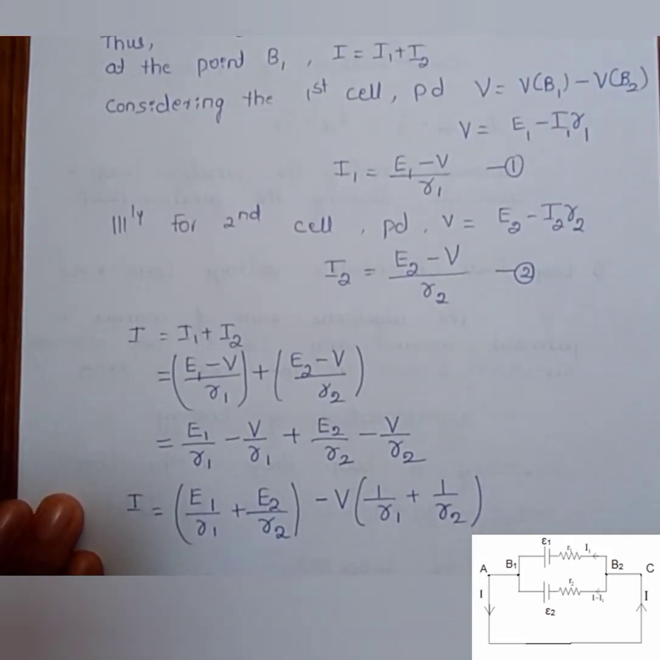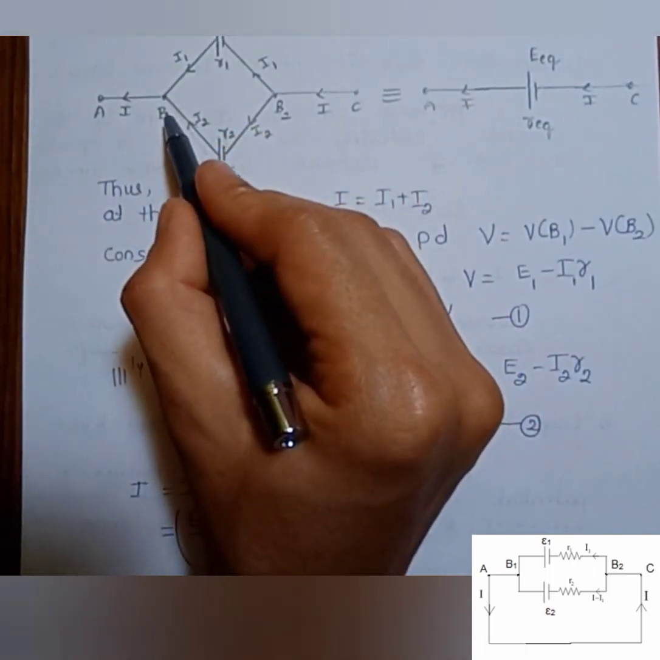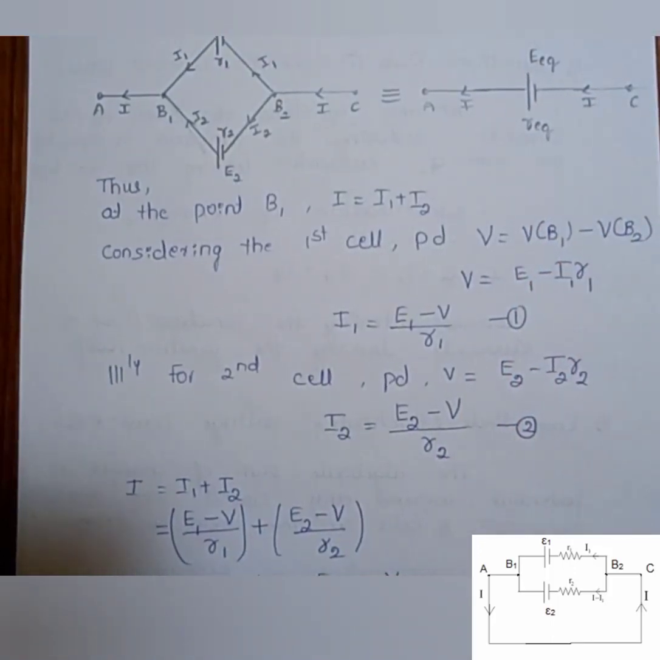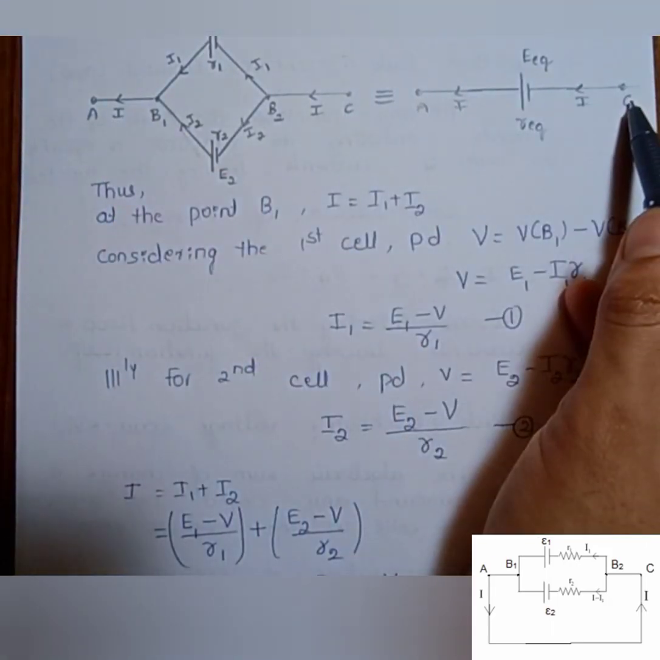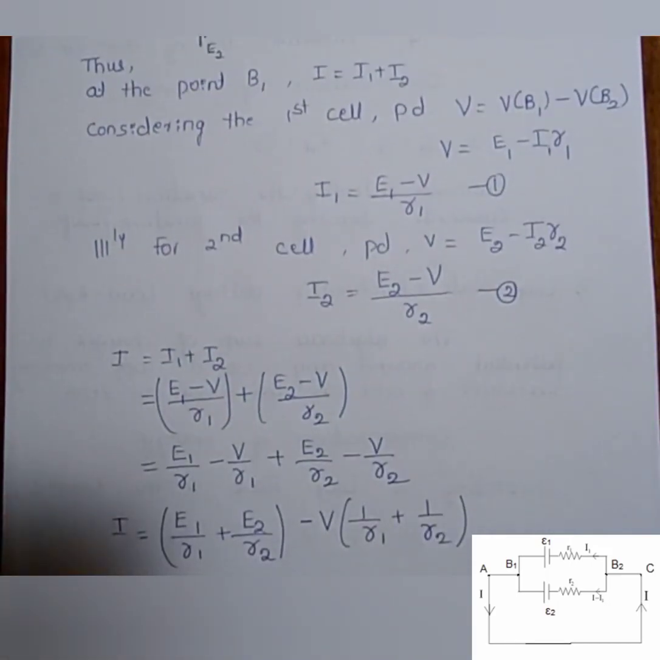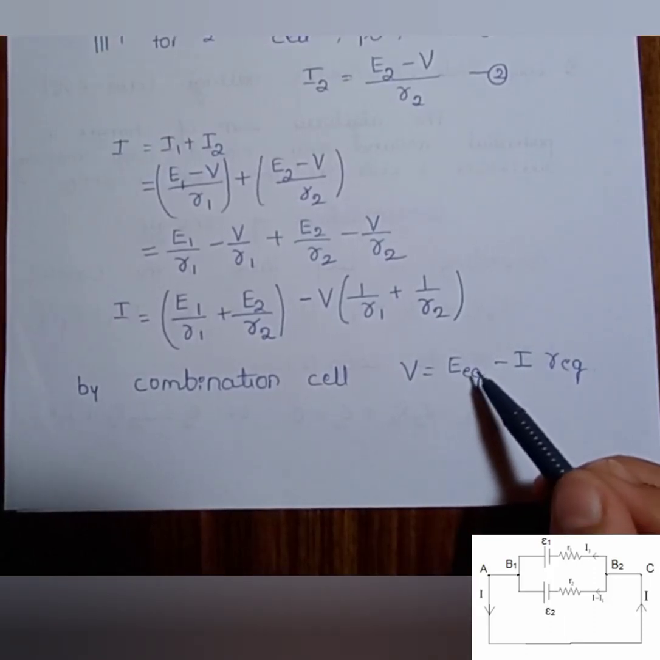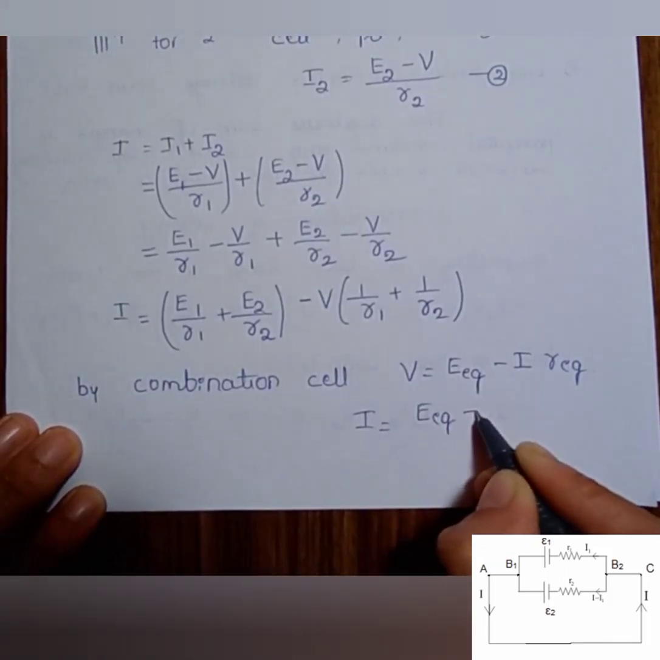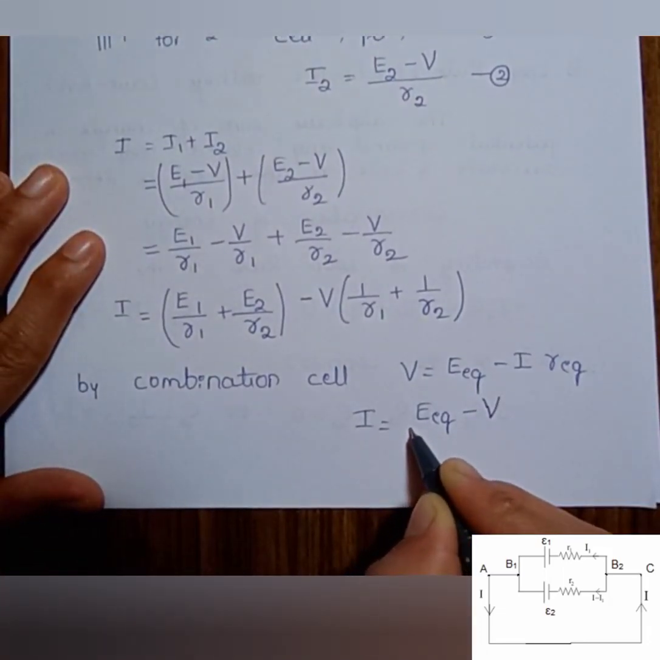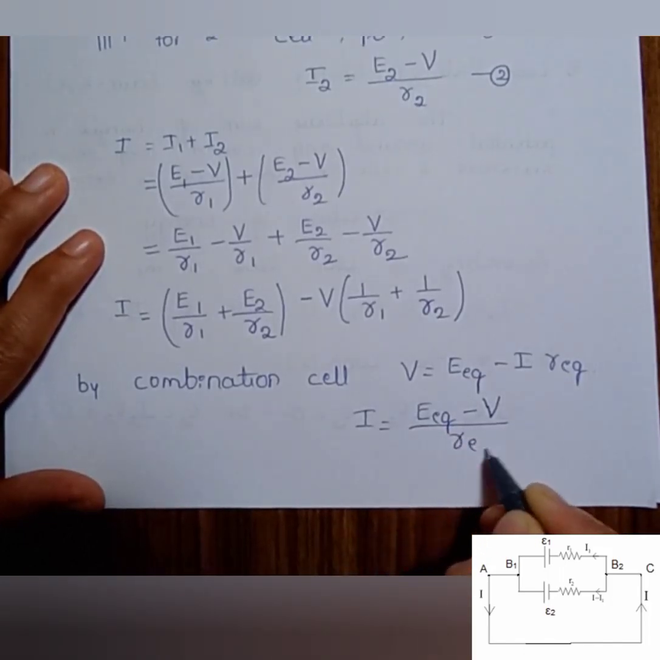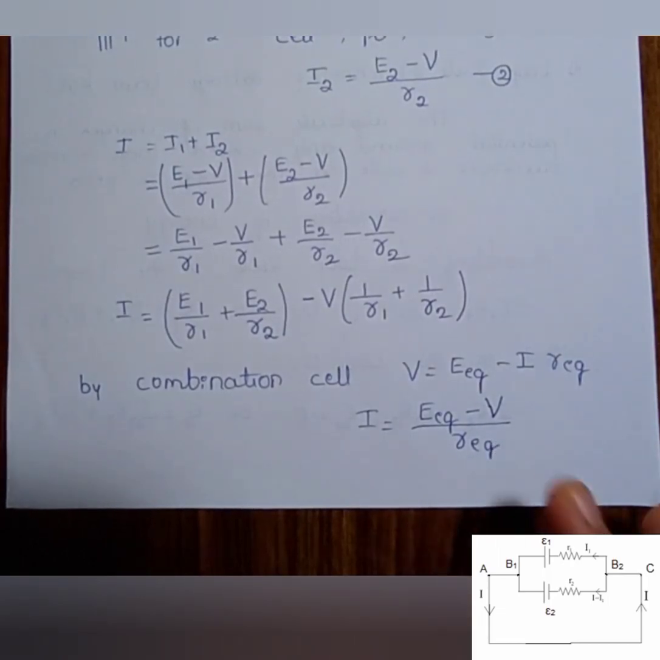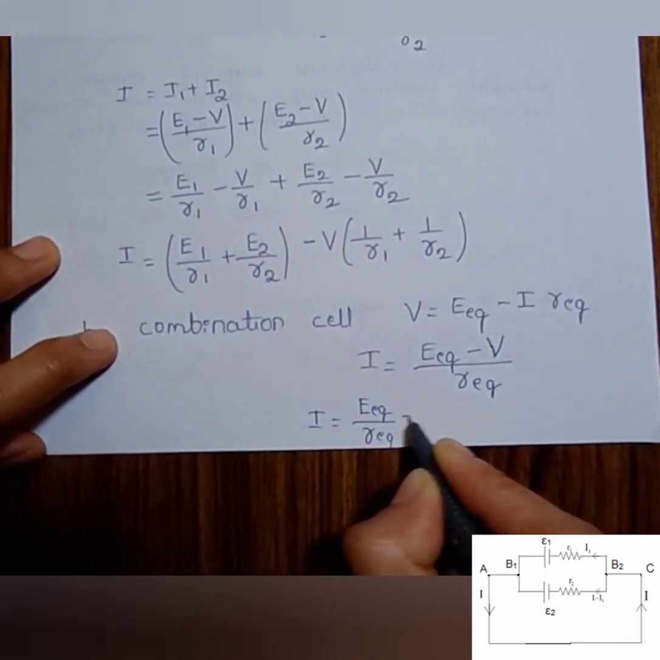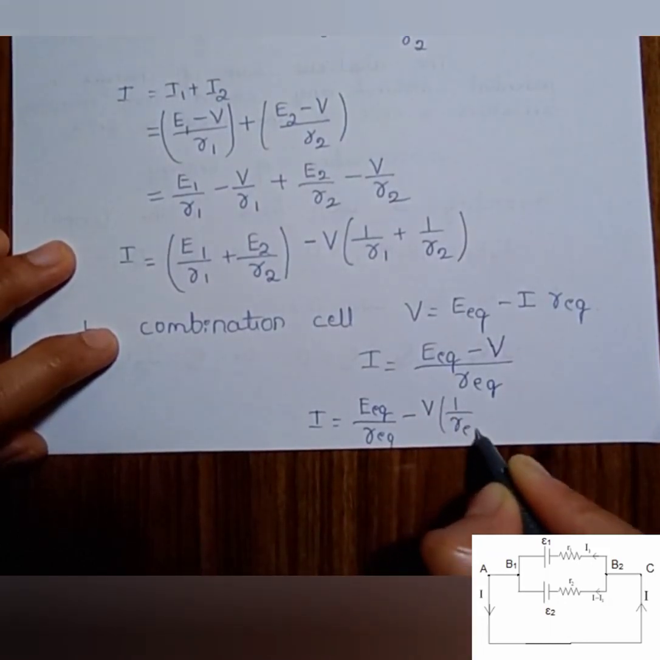If you replace the combination by a single cell between B1 and B2 of EMF E equivalent and internal resistance R equivalent, then we have the potential difference across A and C, V equal to E equivalent minus I into R equivalent, or the value of I becomes E equivalent minus V all divided by R equivalent, or I is equal to E equivalent by R equivalent minus V into 1 divided by R equivalent.